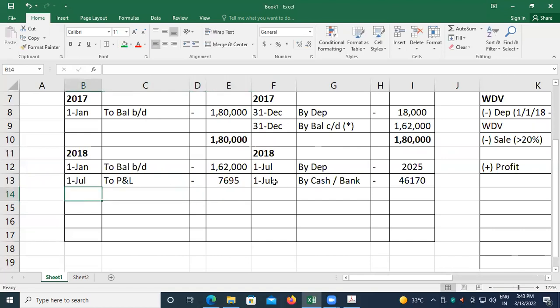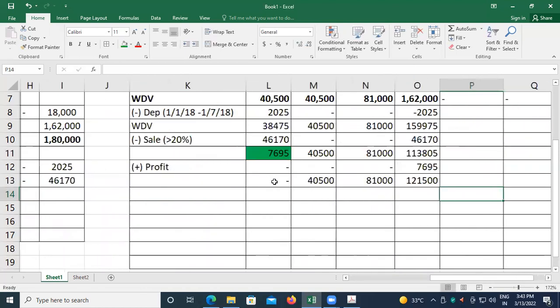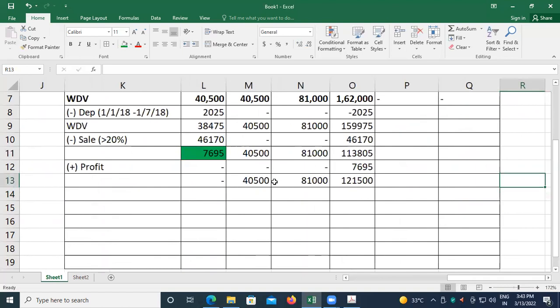Immediately what happened? On the same date, we have purchased one more machinery, which was costing how much? 80,000. So 1st of July only. On 1st of July, we have purchased one more asset, which is nothing but what will come? Entry to cash or bank account, which is costing how much rupees? 80,000 rupees. So now you see, we had a total balance of 1,21,500, right? At the same time, what happened? We purchased one new machinery.